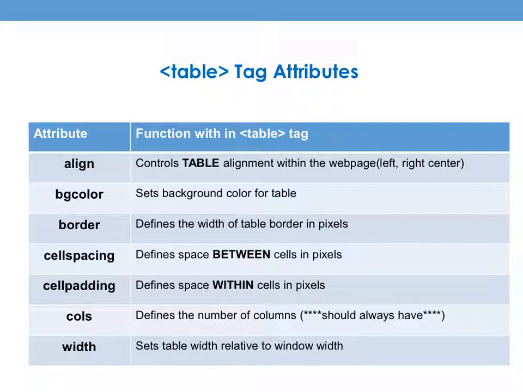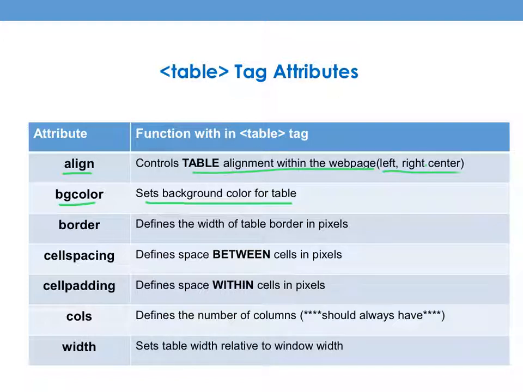So within the table, the alignment tag controls the table's alignment within the web page. So it can be left, right, or center. So this is within the page. It has nothing to do with the text that's contained in the table. It just centers the table within the browser window, or to the left or to the right, whatever alignment you choose. Then background color, if you use the BG attribute, it will set the background color for the entire table. So that will give all of the cells a specific hue.